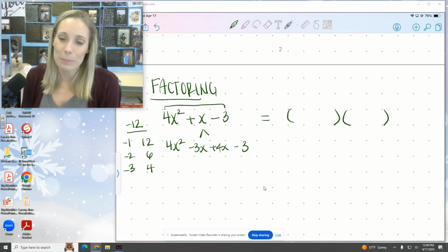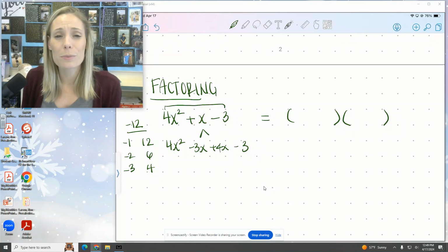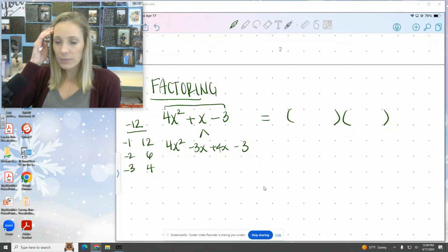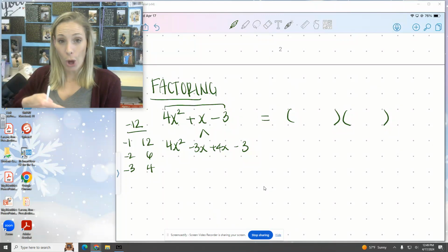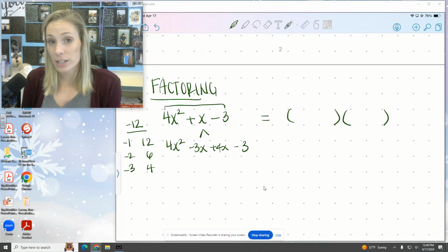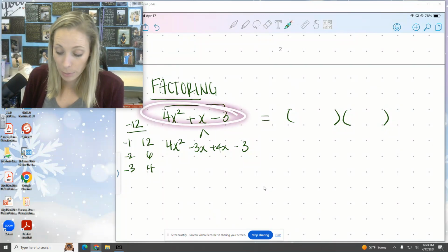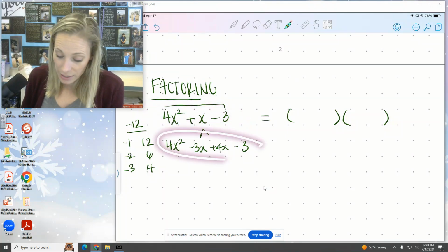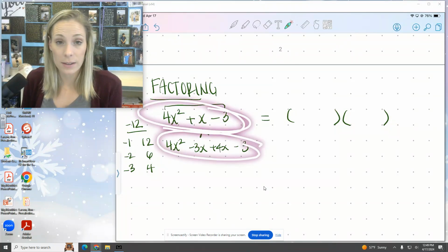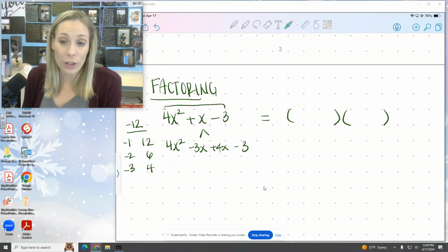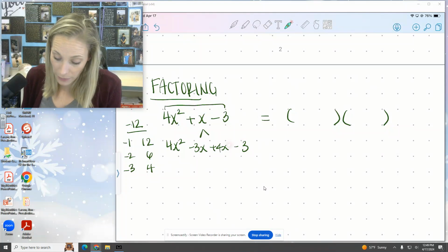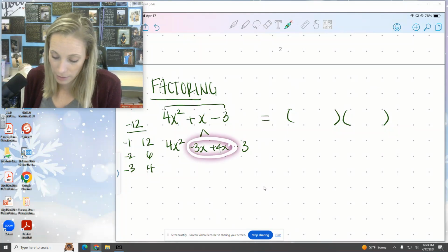I probably should have flipped them because then the 4s would be together and the 3s would be together, but whatever. It's no big deal. It's going to work. Now, as you're moving along, you want to make sure that your expressions are equivalent. So if you look right here, we have 4x squared plus x minus 3. Is this the same as this? The way that you figure that out is you just combine your like terms. If I combined my like terms here, I'd get a positive x.